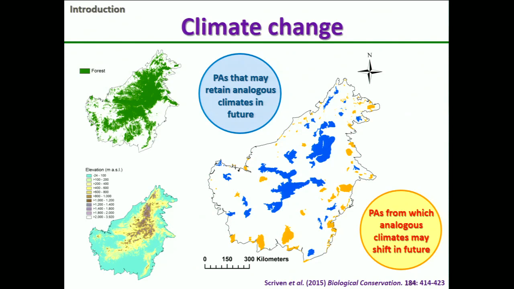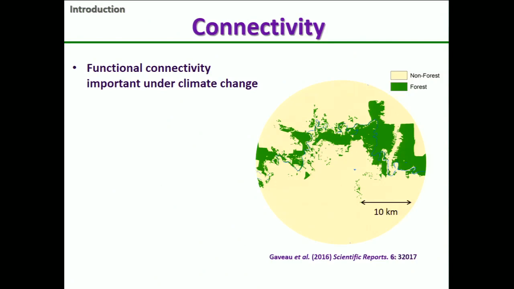And so for populations of species that are residing within these lowland protected areas, conditions may become unsuitable for them. They may become too warm or too dry, and so they may need to shift or expand their ranges to cooler locations at higher elevation in future. In order to do this, they may need to move across non-forest habitats or large-scale oil palm plantation matrices. And so the functional connectivity of a landscape, or how a landscape impedes or facilitates the movements of tropical species, is going to become increasingly important under climate change.